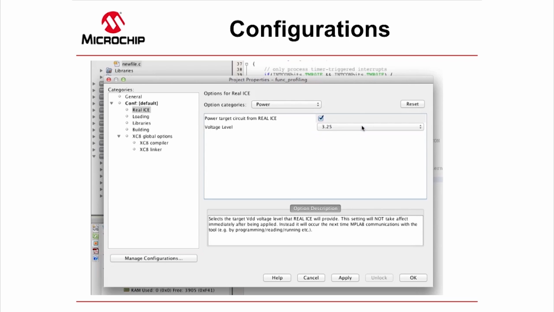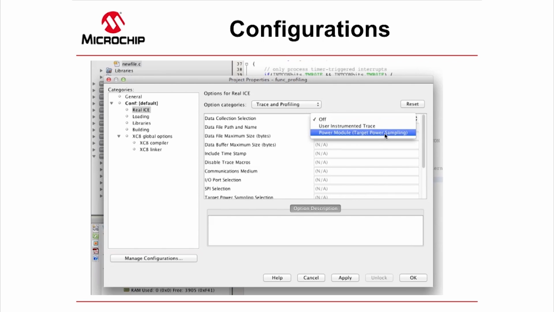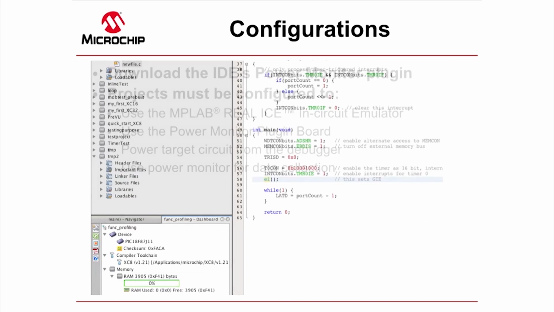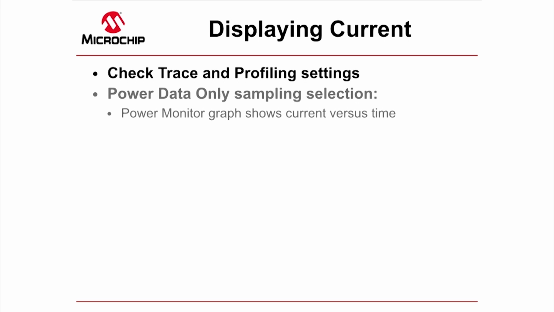For the first demonstration, we are going to capture current versus time, so go to the Trace and Profiling option category, and for data collection, select Power Module. You should see the Ready LED on the power monitor turn green when connection is established with the debugger. Let's now see the power monitor in action. Our project is already set up for Real-ICE and the power monitor as just shown. In this example, we want to capture current versus time.